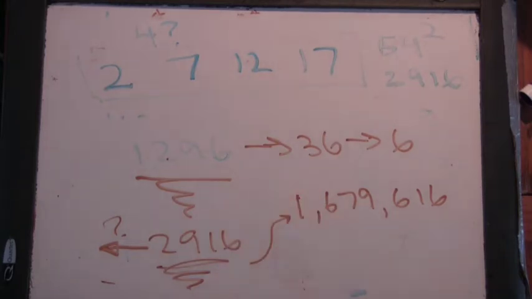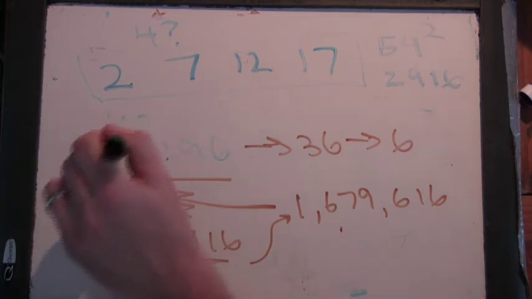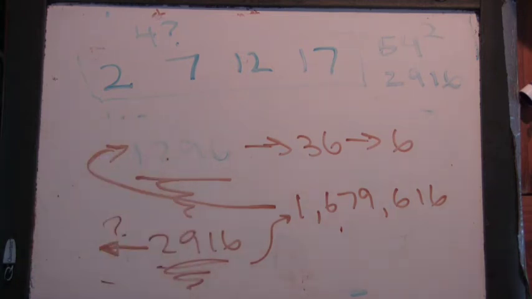It's going to take a long time if we were writing the numbers down, but we don't have to write them down. We know we can go from here to here. And then you just can go back to 1296, and get 36, and then 6.